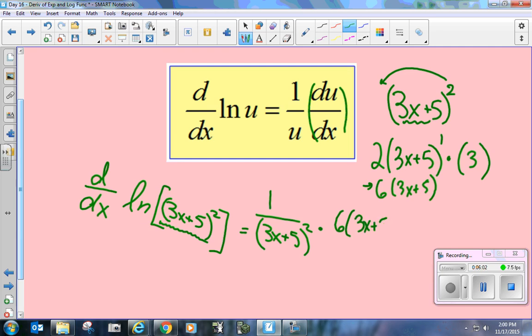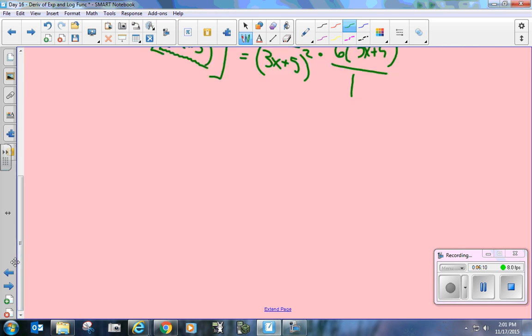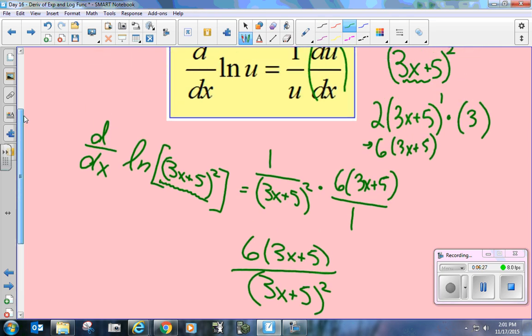So times 6, 3x plus 5. Okay? And if I'm multiplying them together, I should write them as one fraction. I should write 6 times 3x plus 5 all over 3x plus 5 squared. You see what I'm saying? I just combined them.